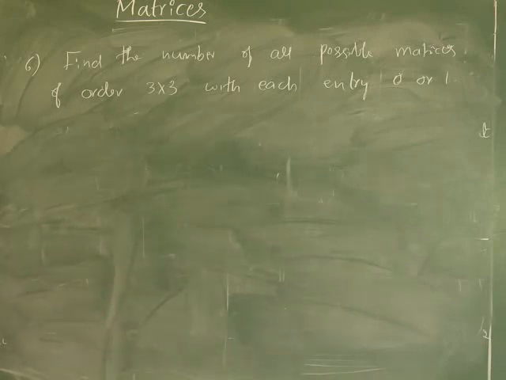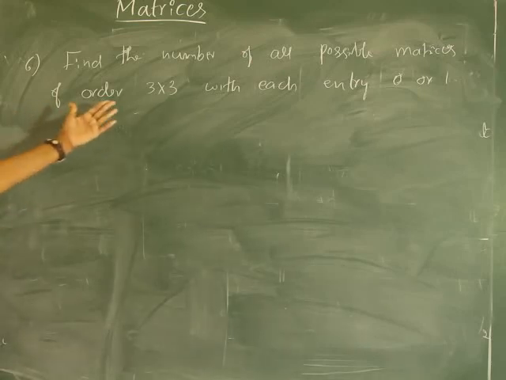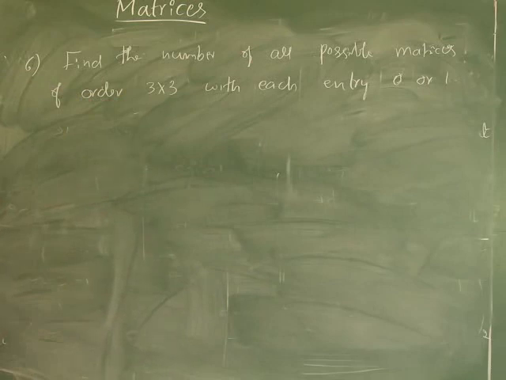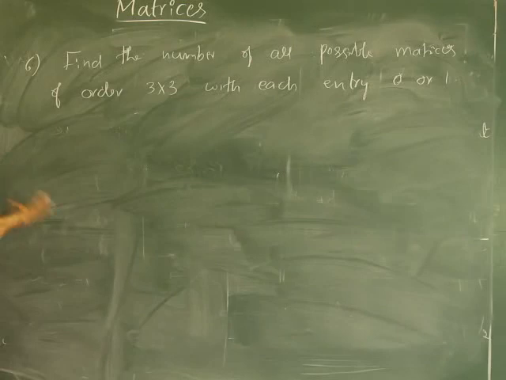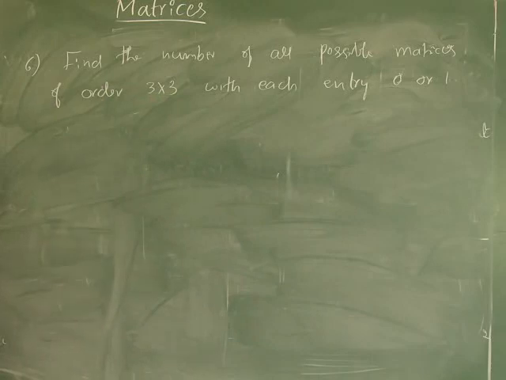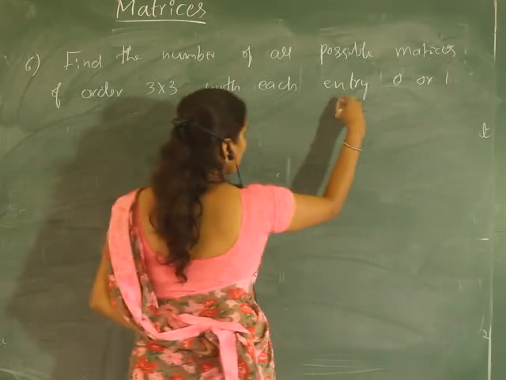So this is one more kind of problem. We have to find the number of all possible matrices of order 3 by 3 with each entry 0 or 1. Since it is a 3 by 3 matrix, the number of entries in that matrix will be 9. In those 9 entries, each entry can take the value 0 or 1.